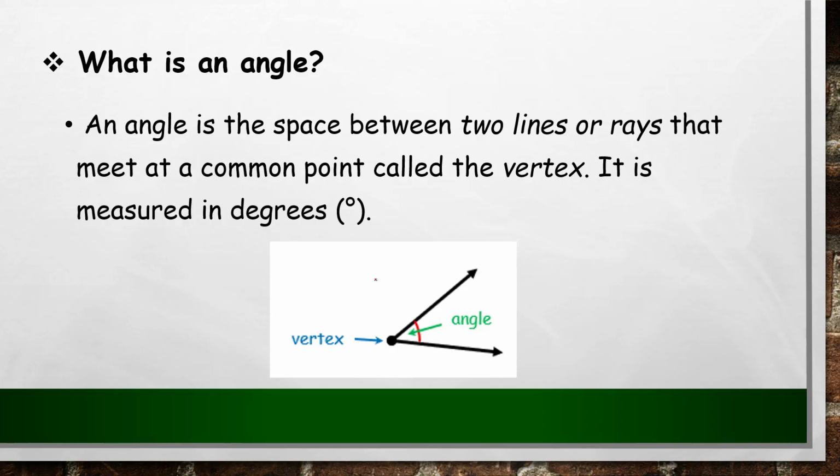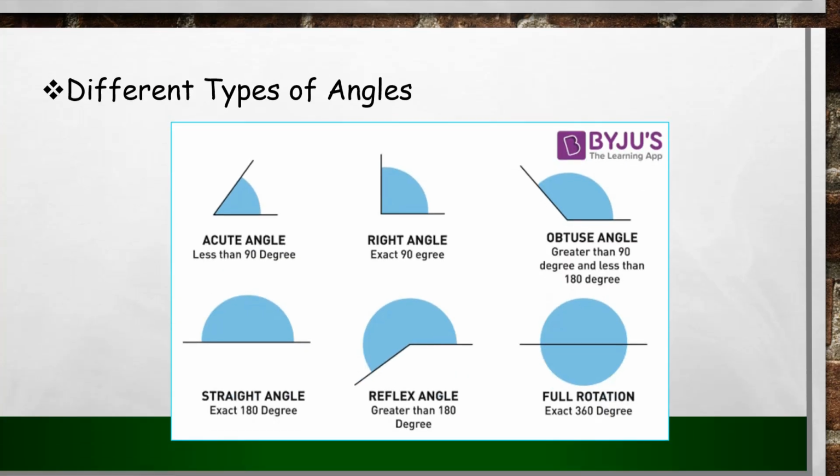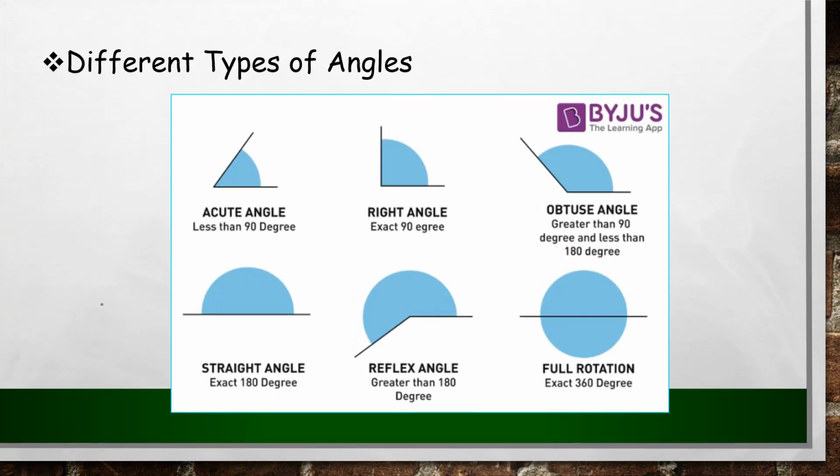So here in my illustration, we can see that there are two rays and they meet at this point. We call that the vertex. The space between the two rays, that's what we call the angle. Now, there are different types of angles. So the first one is what we call an acute angle.